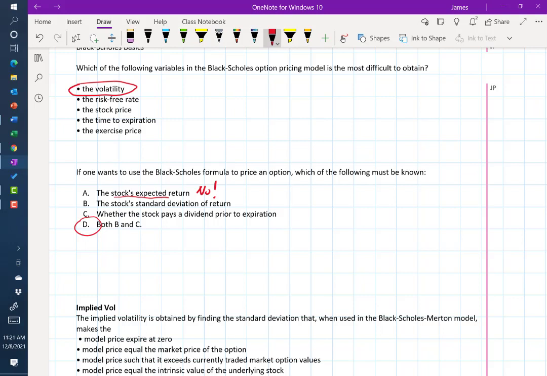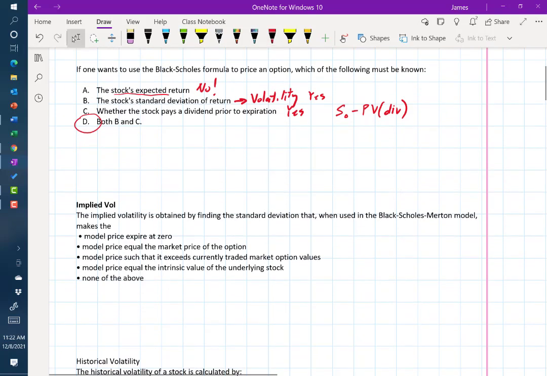All right, let's look at the other parts. The stock's standard deviation of return. What is this? This is what we call the volatility. And that we do need to know. So that's yes. And whether the stock pays a dividend prior to expiration or not, that is yes also. If it pays a dividend prior to expiration, what we do is substitute for that initial price the current price of the stock minus the present value of any dividends. That's our notion that we've been talking about, that dividends are like a rebate to the price. So B and C is the answer here. All right, let's keep moving on.